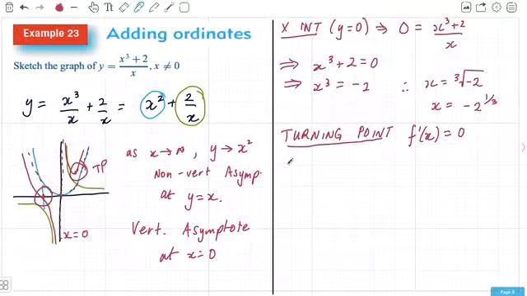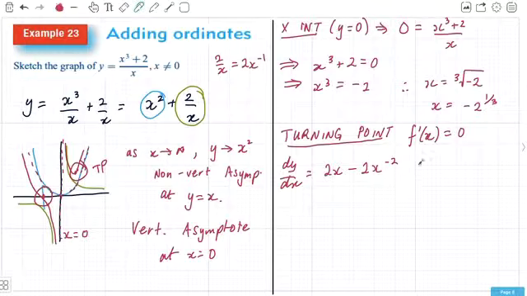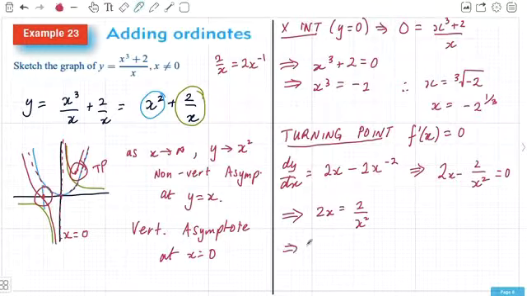So we've got dy/dx equals the derivative of x squared, which is 2x. The derivative of 2 on x, that's 2x to the minus 1, so the derivative would be negative 2x to the minus 2. And we're going to let all of that, that's 2 on x squared, equal 0. So we now have 2x equals 2 on x squared. Multiply both sides by x squared and cancel the 2's out.